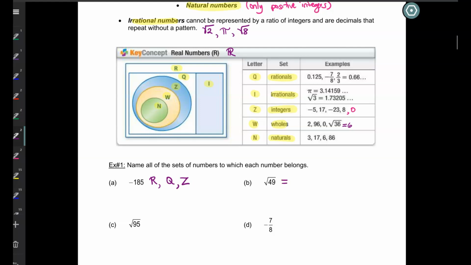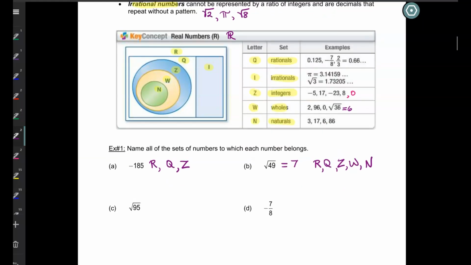Okay, next one. Square root of 49 is 7. If it's a natural number, it's going to be all of these except for irrational. So it's going to be real, rational, integer, whole number, natural number. Is an irrational number considered real? Say that again? Yes, irrational is considered a real number. Okay, gotcha. So yeah, this next one, square root of 95.